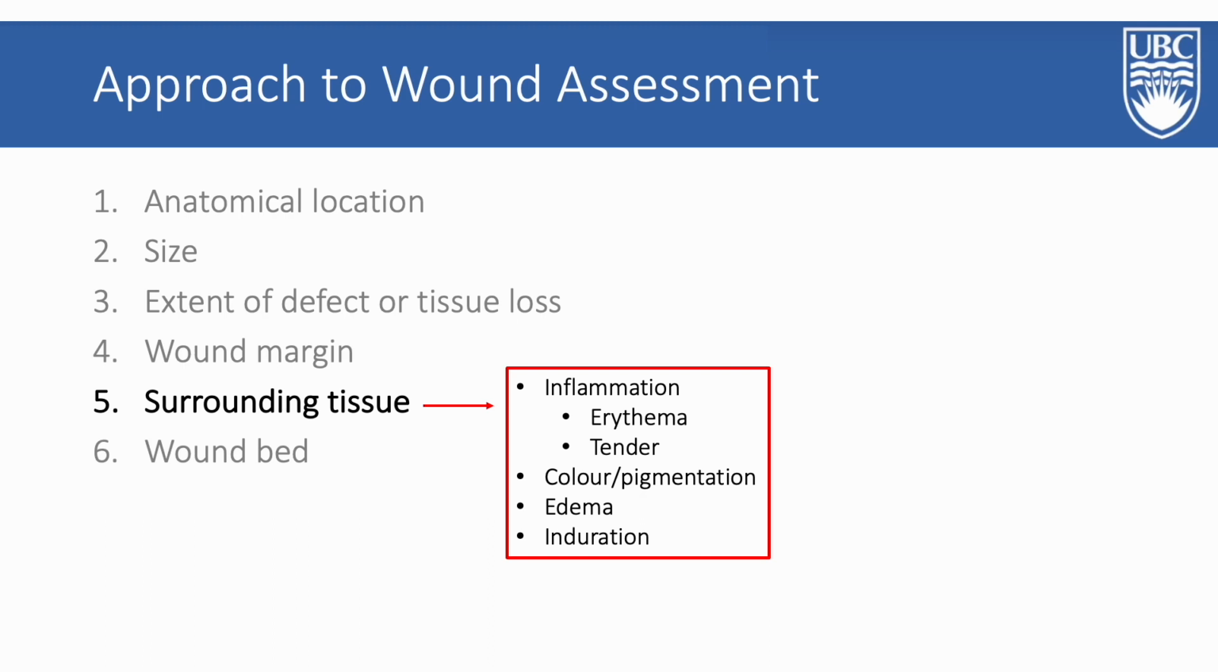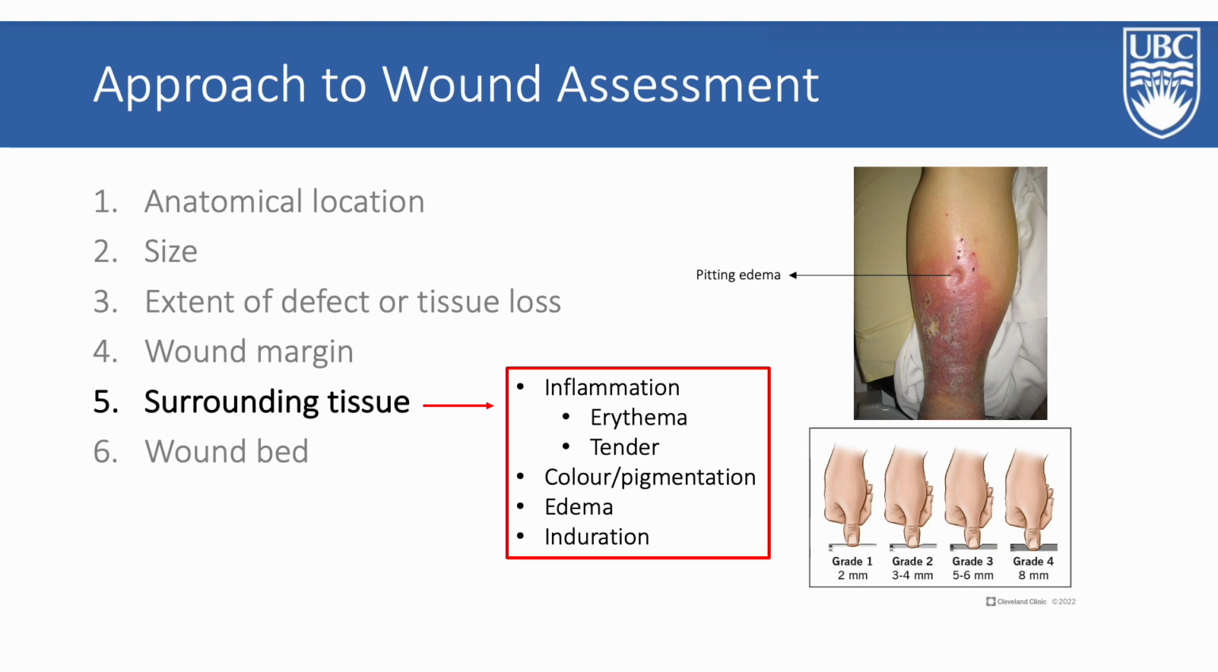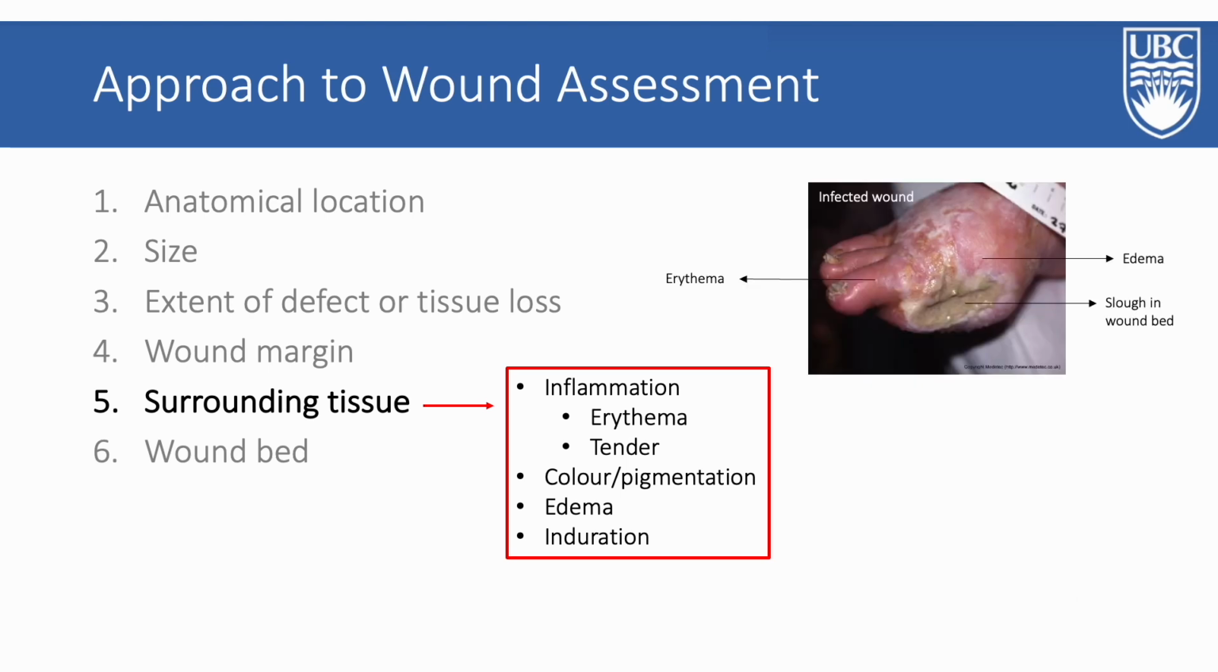Then assess the condition of the surrounding skin. Note the surrounding skin's color, pigmentation, if the tissue is shiny, taut, or firm, and if there's induration or edema, which can be described on a scale. If the surrounding skin is red, hot, painful, and tender, this may indicate an acute infection.